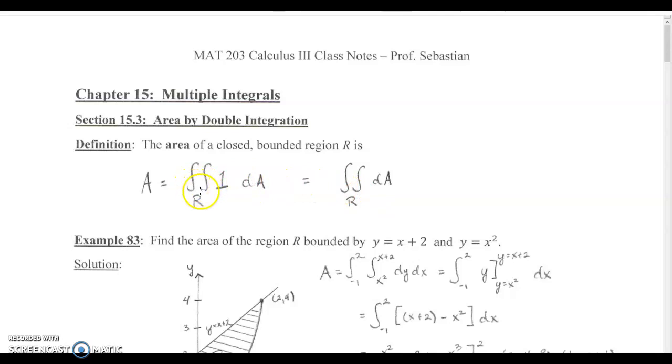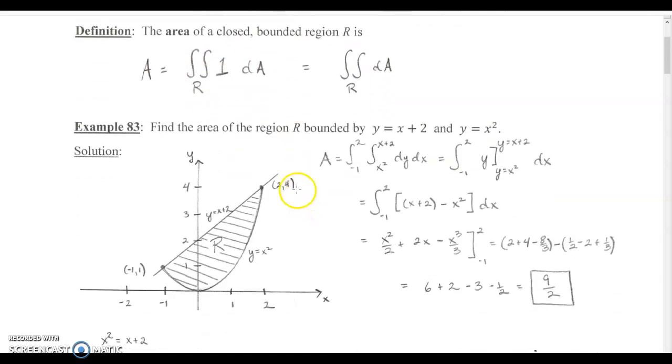So when we integrate and we're just integrating dA over the region R, we're actually finding the area of that region R. Of course, we learned how to do this in Calc 1 by just saying take the integral with respect to x of this function minus the integral with respect to x of this function, and essentially that's exactly what happens when you evaluate the double integral though.